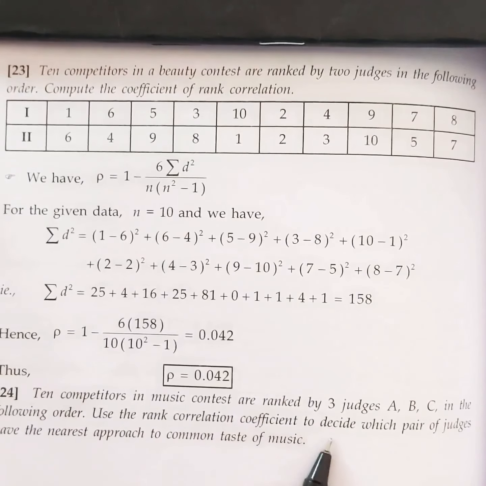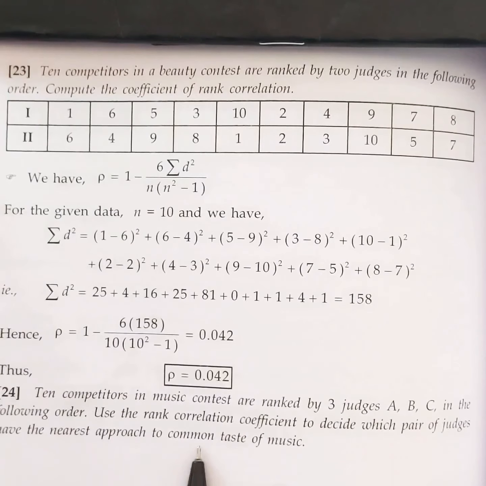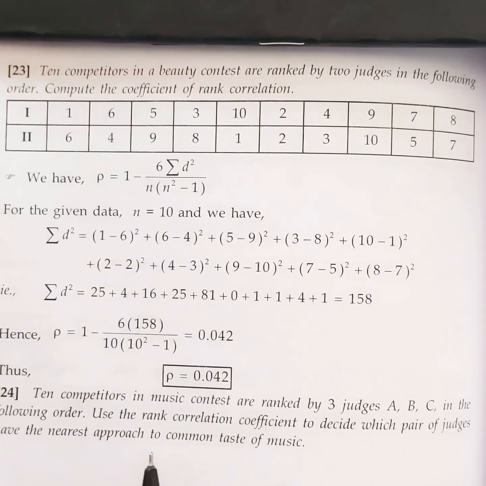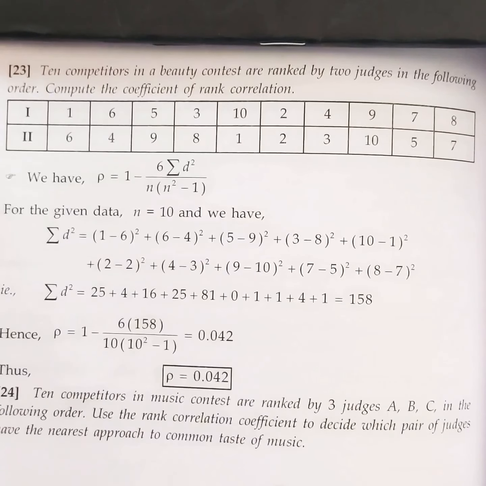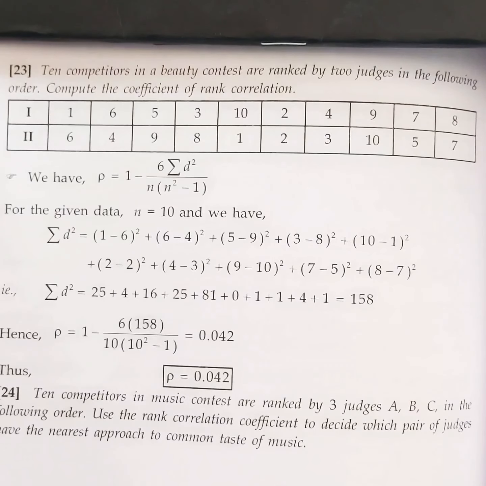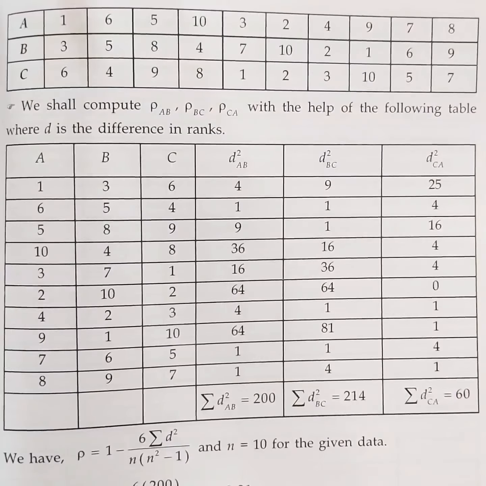Use a rank correlation coefficient to decide which pair of judges have the nearest approach to common taste of music. This question is there in almost all the university papers. So most of the time they will give it with 3 data sets only. Now let's see the tabular column.